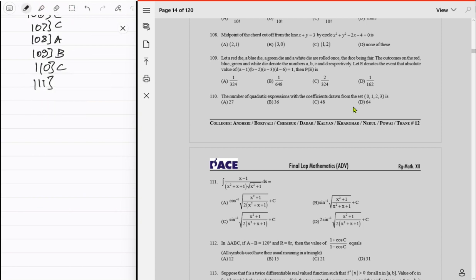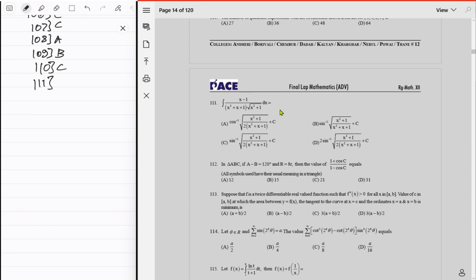I thought without repetition, but fine. This integration is what? This one is the integral of 1 dx upon (x square plus x plus 1) times square root of x square plus 1. As you can see, if x square plus 1 is there, we could always just put x equal to tan theta, right?